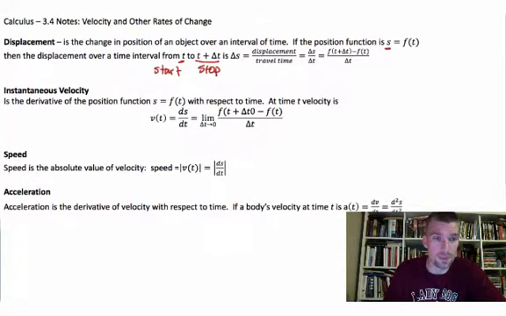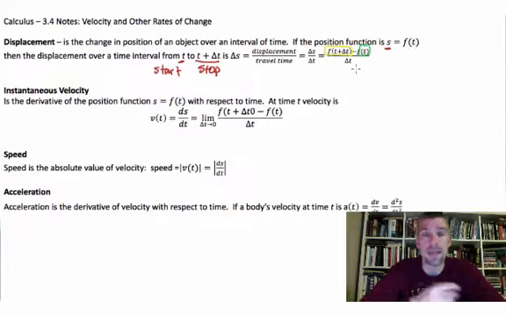So when we look at this, the function where we stop minus the function where we start, all over your change in time, it's exactly what we've been doing all year. It just looks different because the letters are different. The process is the exact same thing. So don't worry about the small stuff on that one. You've seen it before a lot of times.